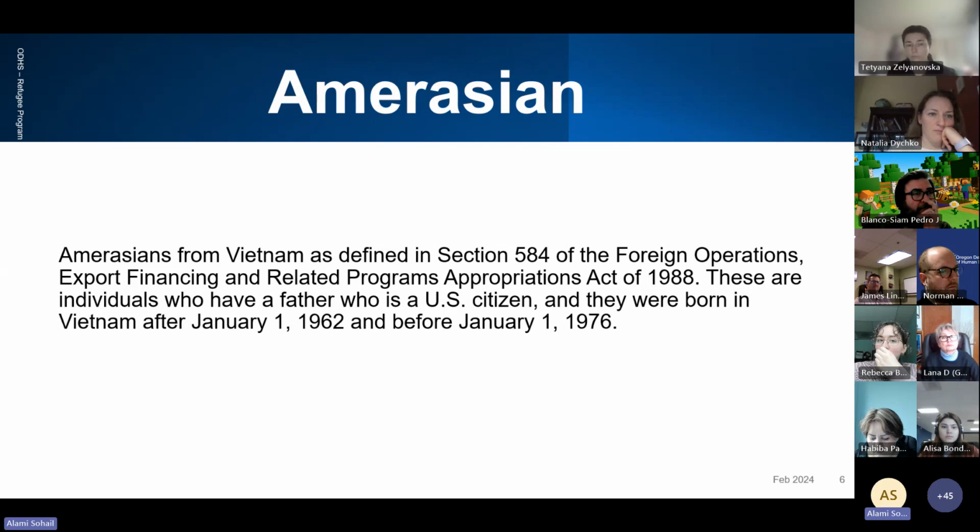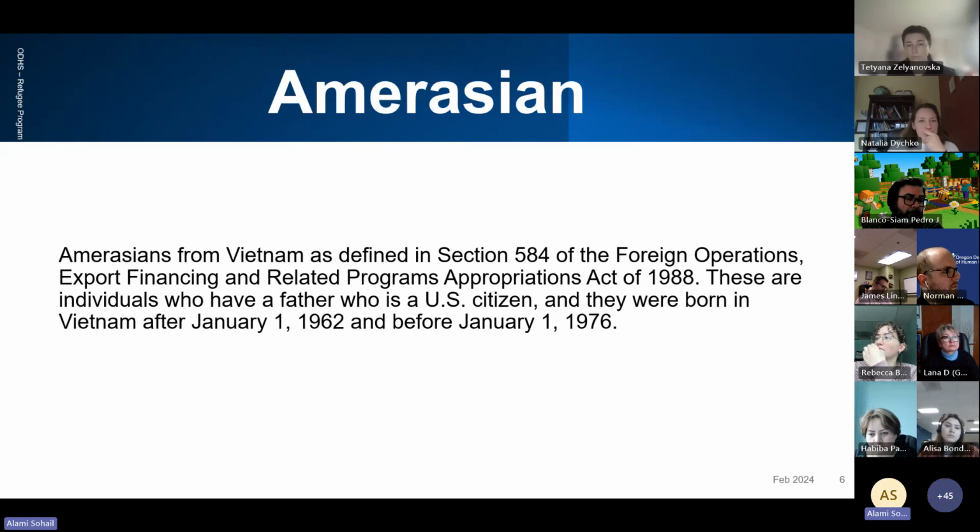Amerasian. So Amerasians are individuals from Vietnam defined under Section 584 of the Foreign Operations, Export Financing, and Related Programs Appropriations Act of 1988. That's a mouthful. These are individuals who have a U.S. citizen father, and they were born in Vietnam after January 1st of 1962 and before January 1st of 1976. Because it is that short time frame, that is why we don't see a lot of Amerasians anymore. That number has gradually and significantly declined throughout the past few years.